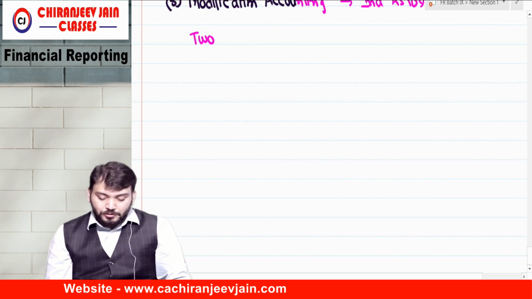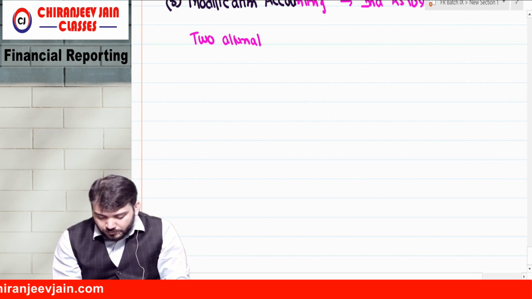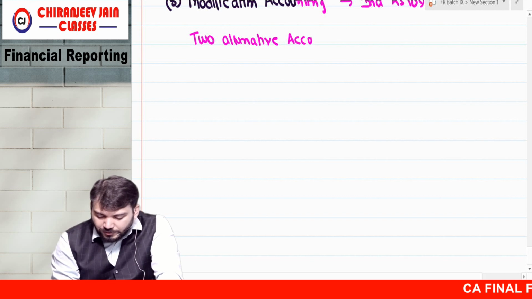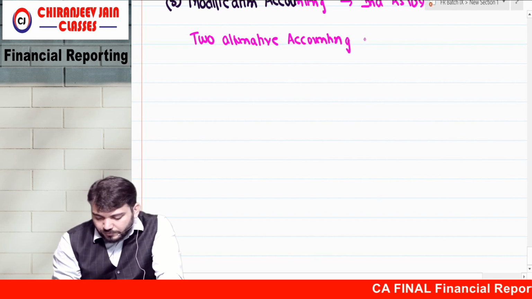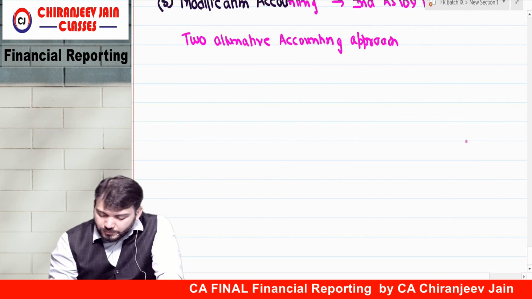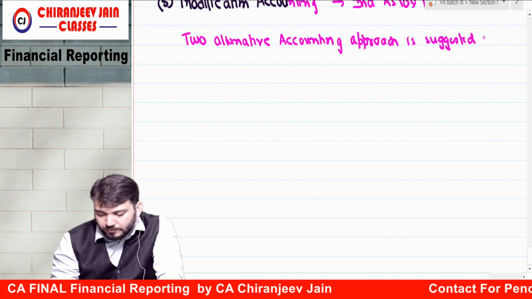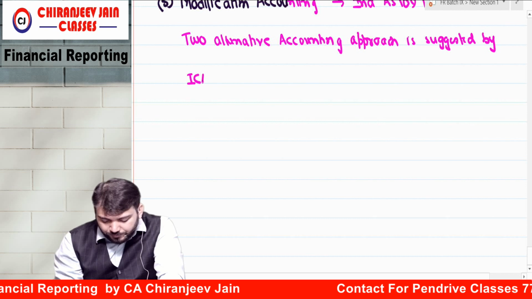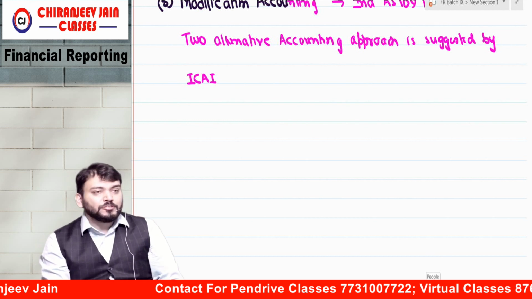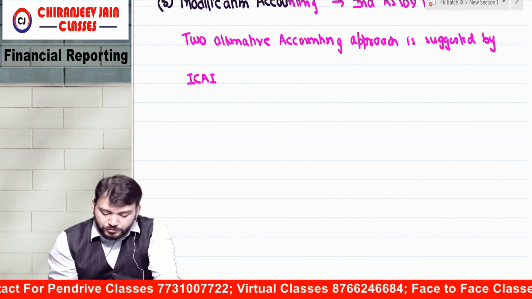Two alternative accounting approaches are suggested by ICAI. In exam, don't write suggested by ICAI. There are two accounting approaches possible. Don't write suggested by ICAI. Okay? Correct? Understood?